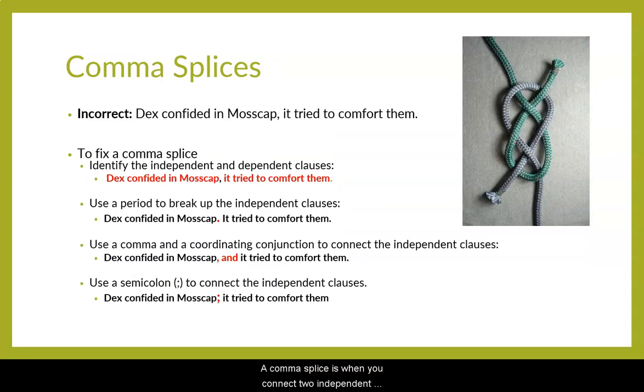A comma splice is when you connect two independent clauses together with just a comma. Commas are not strong enough to do this. To fix a comma splice, first you need to identify the clauses. In this example, we just have two independent clauses. Then you can add a strong stop between the two independent clauses with a period. If the two independent clauses are related to each other, then you can use a comma and a coordinating conjunction to create a compound sentence, or you can use a semicolon. Connecting two closely related independent clauses is the main use of the semicolon punctuation.